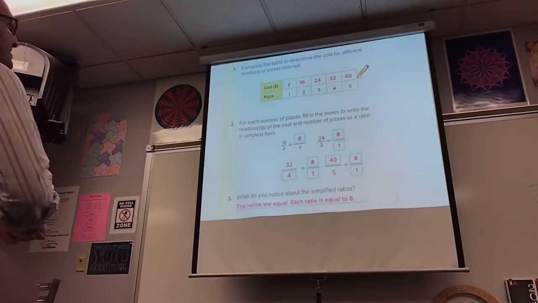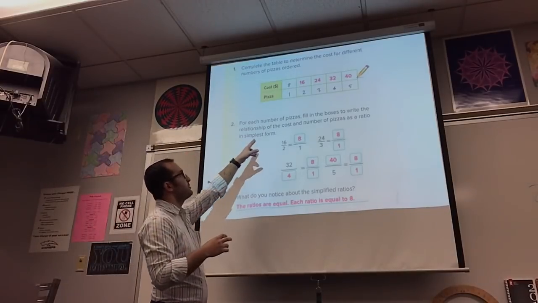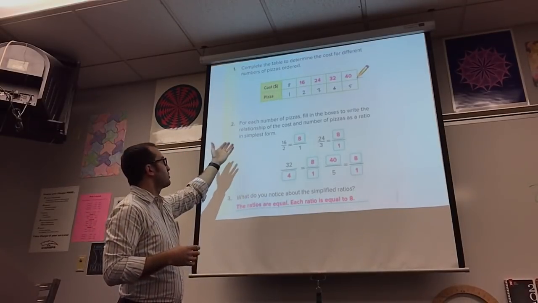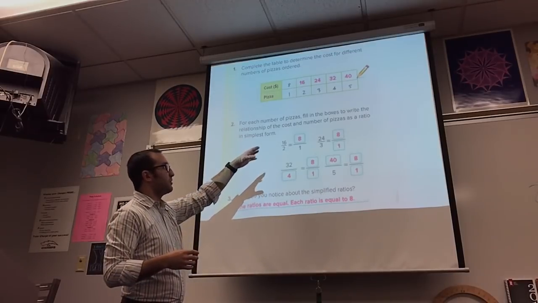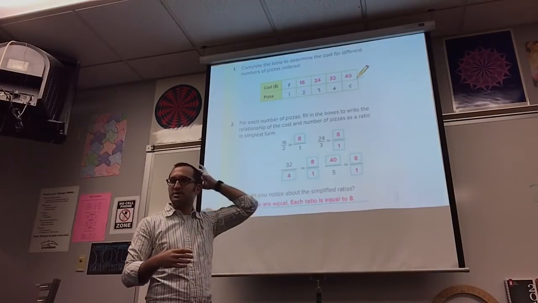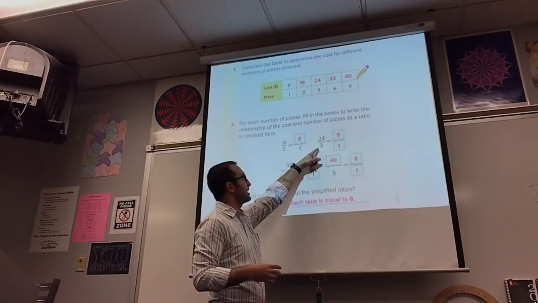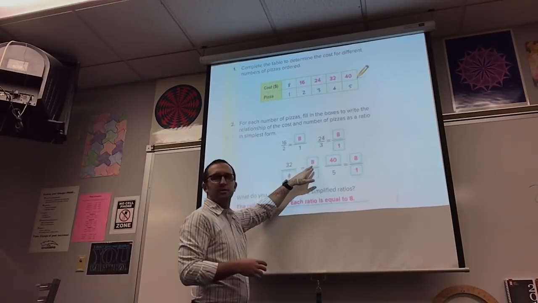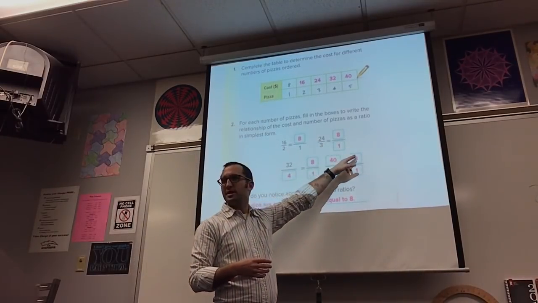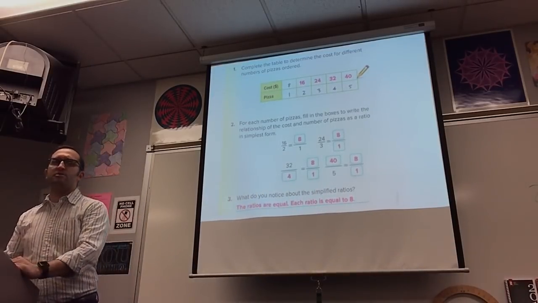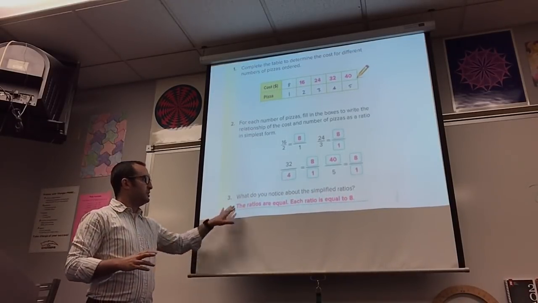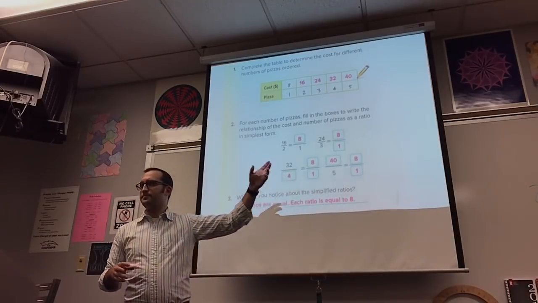So as you were filling out, for each number of pizzas in the boxes above, write a relationship of the cost as of the number of pizzas as a ratio in simplest form, right? So the first one was 8/1, the second one was 8/1, the third one was 8/1, the fourth one was 8/1, which should make sense, right? Based on what we've learned about proportions so far. All these ratios are equal.